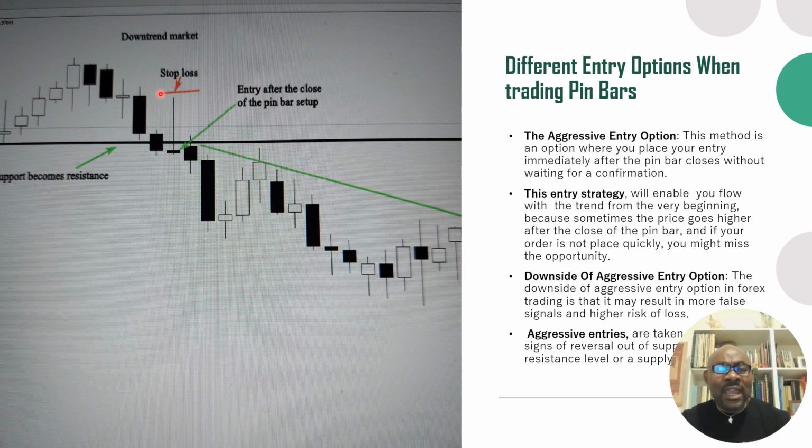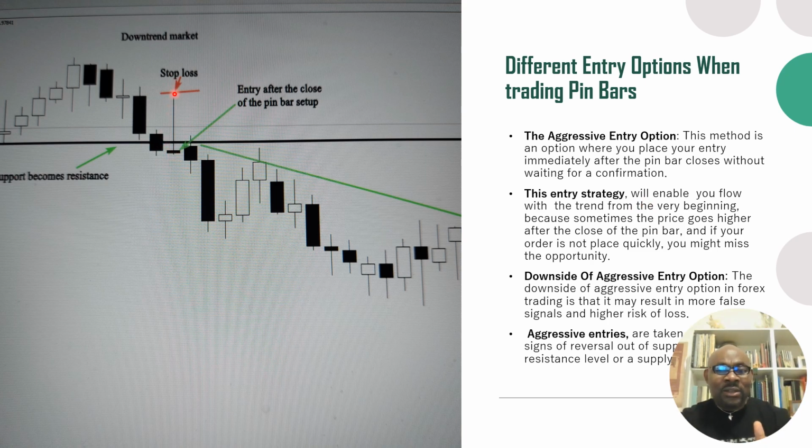But when it now fails to pull up, because it got to this point, the buyers intended pushing this price up again, but sellers at this point rejected it. That is the reason why you see this pin bar. So that is how it is, guys. So the aggressive entry option is the method where you place your entry immediately after the pin bar closes without waiting for any other confirmation.